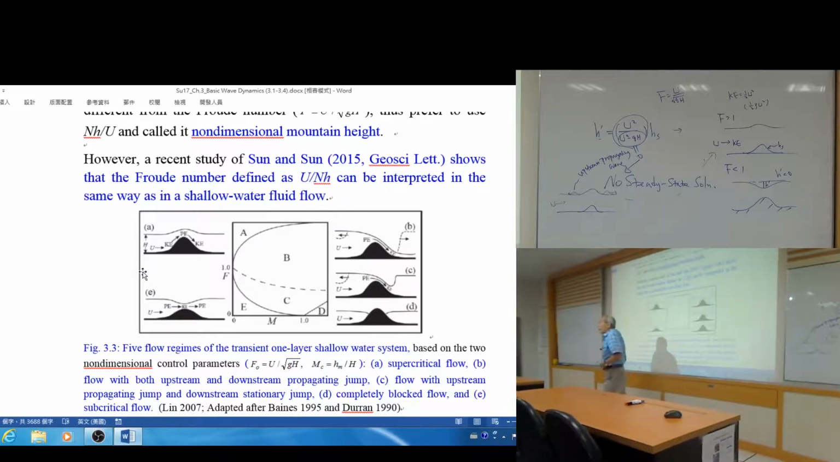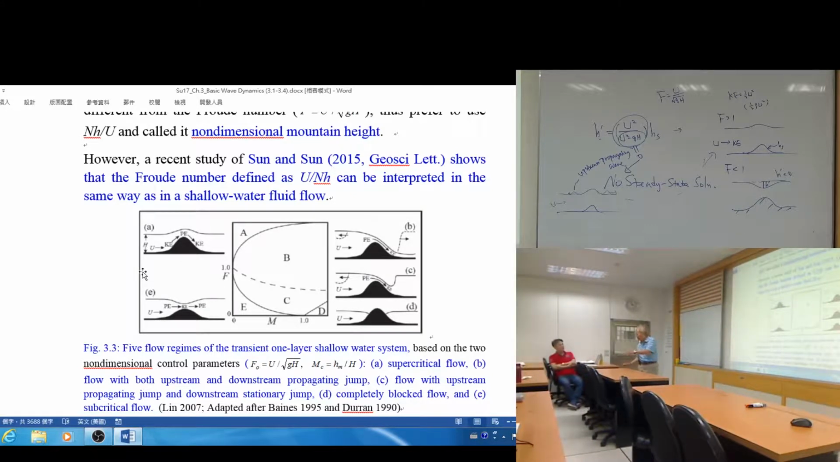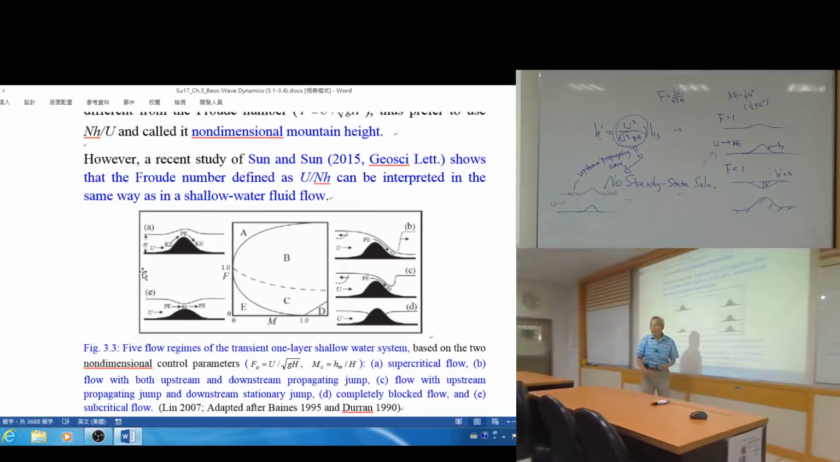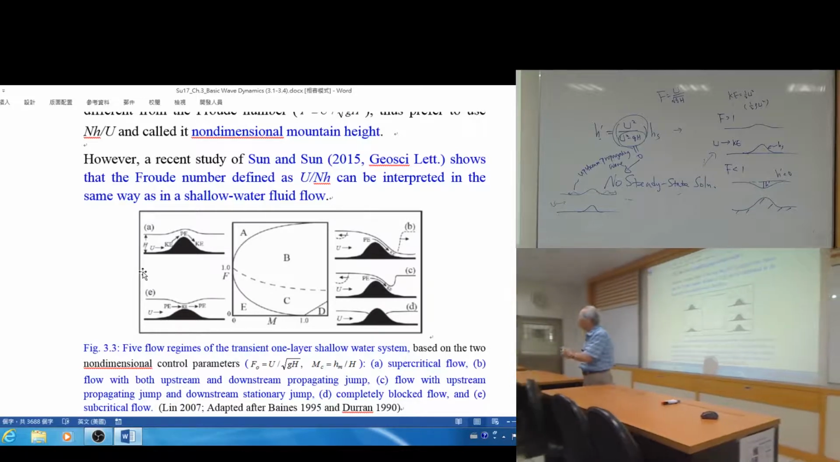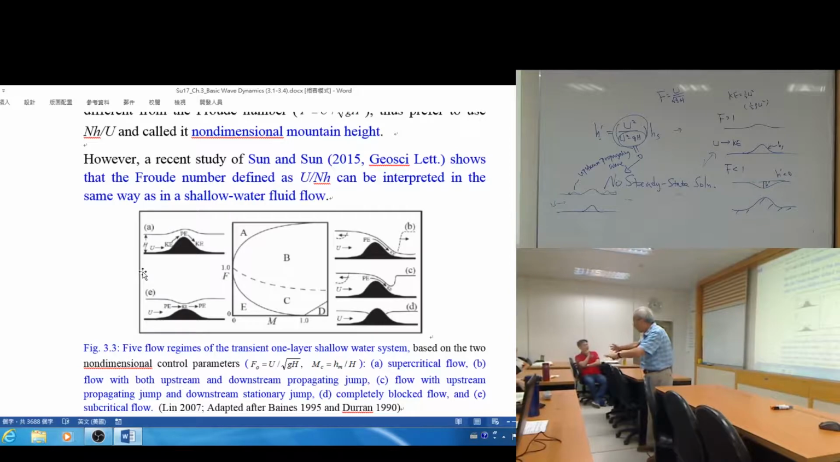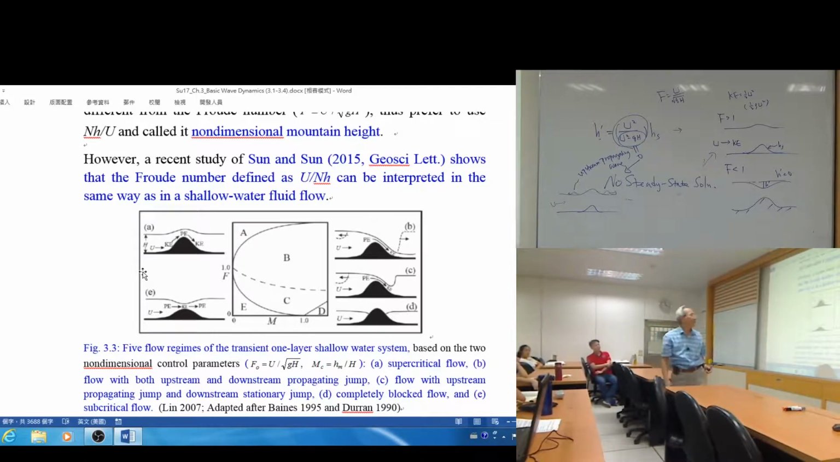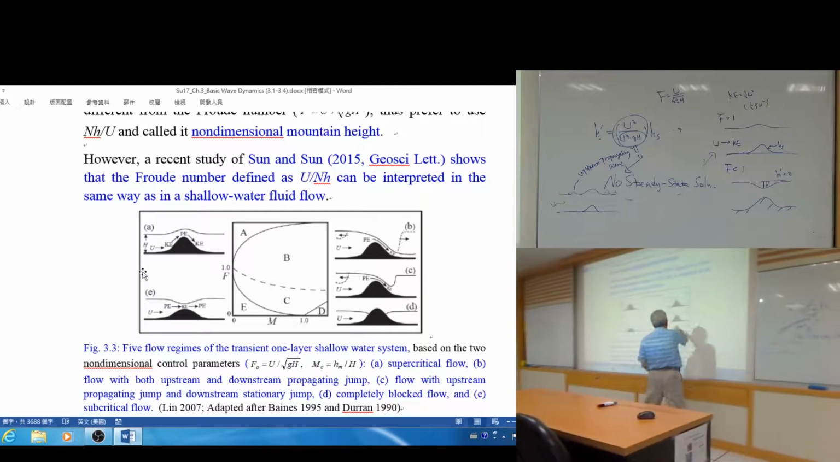Okay, cannot jump over. So it's totally blocked, cannot go over. This is just like when you go to the mountains or look at a stream, a creek, and you see a lot of rock and flow. A lot of them cannot go over, so they go around it, because they don't have the energy to climb over. So this is called totally blocked flow.